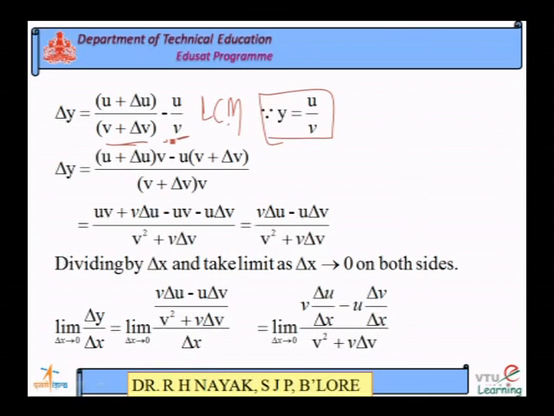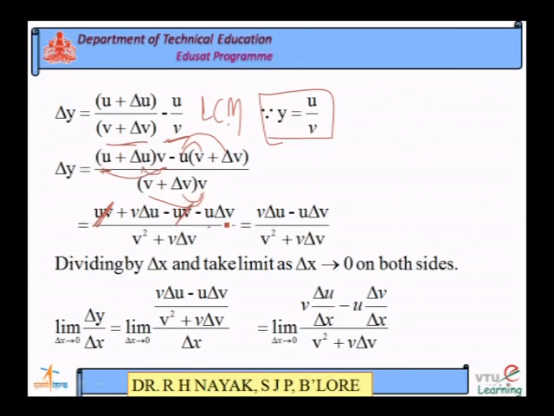Multiply it, u into v, uv, then v into delta u minus u into v, then u into delta v, divided by, multiply this, v into v is v square, v into delta v. These two get cancelled, that is uv and minus uv get cancelled. Remaining is v into delta u minus u into delta v whole divided by v square plus v into delta v.